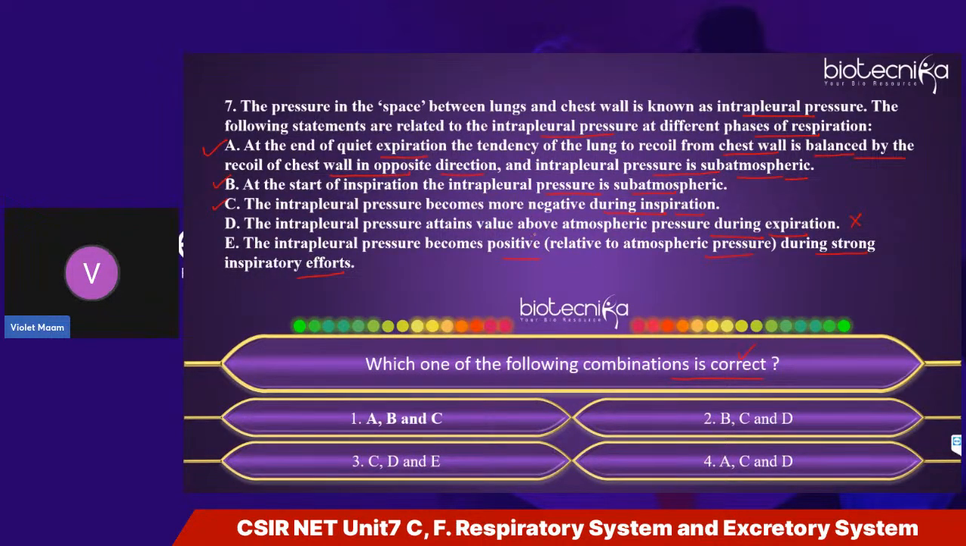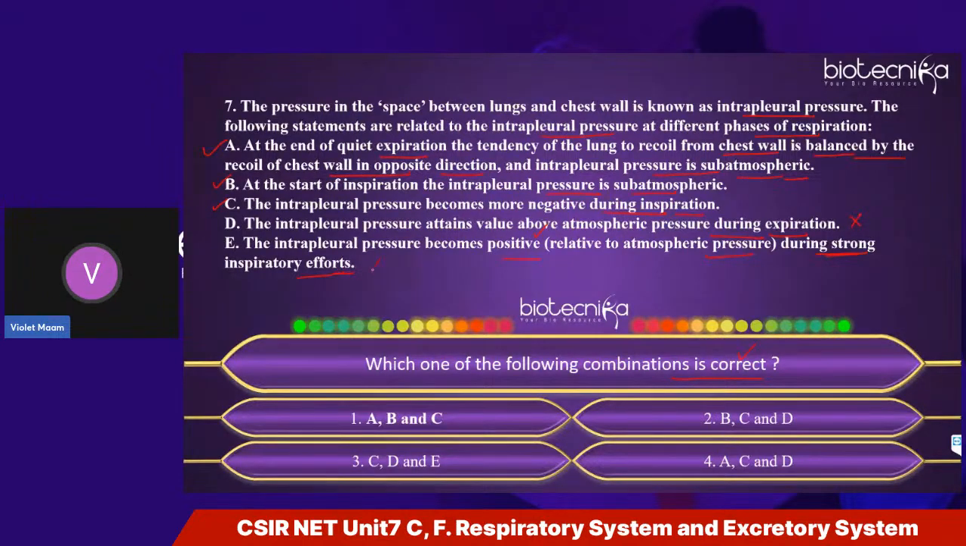E, the intrapleural pressure becomes positive relative to atmospheric pressure during strong inspiratory efforts. Will E be correct? Is it becoming positive? Is it becoming higher compared to atmospheric pressure? It will be higher or lower? Is it becoming positive relative to atmospheric? No, right? So E is again incorrect, students.